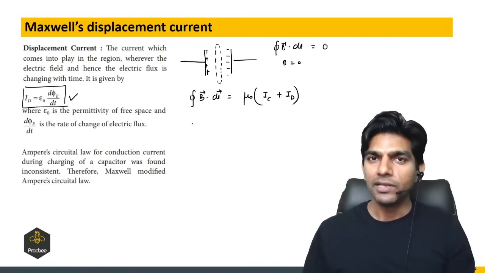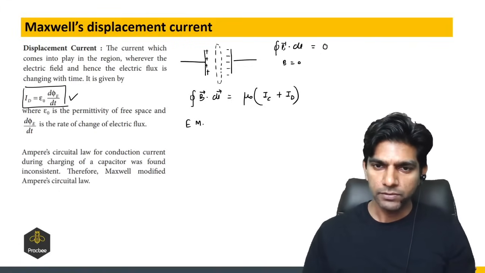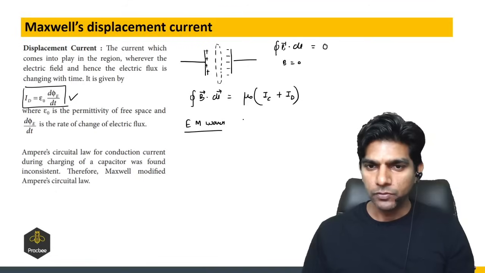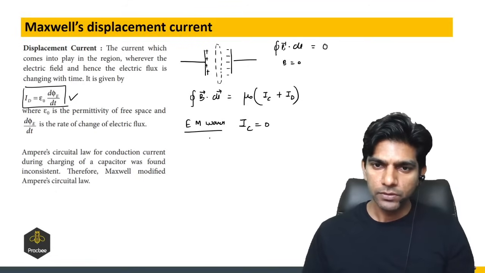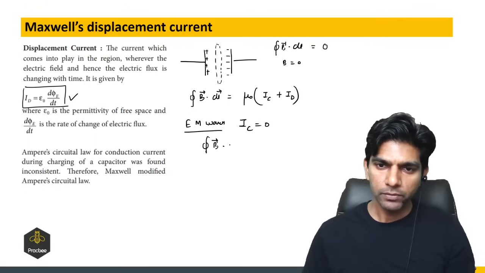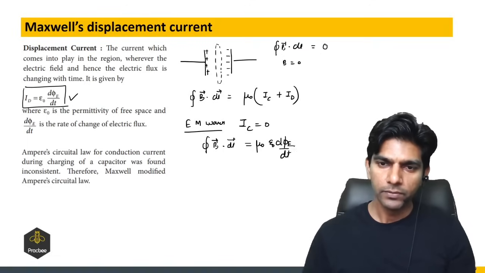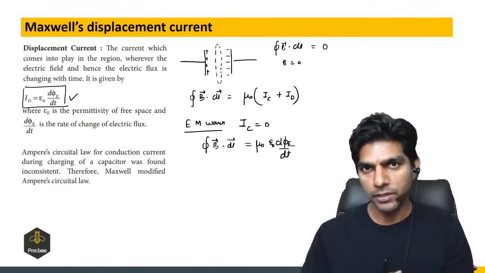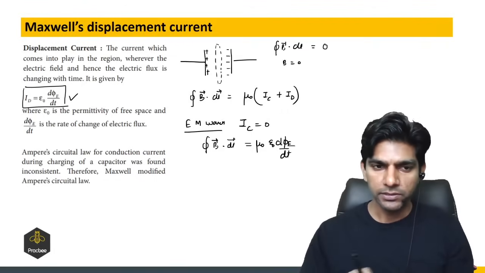Now if we talk about the electromagnetic radiation, the EM waves are propagating in vacuum. So there is no conduction current. So we can see in case of EM wave, I_C will be 0. So Ampere's law will be integral B dot dl equals mu naught times epsilon naught d phi E by dt. So in case of conduction current, if there is no electric field, there is no rate of change of electric flux. In that case, the displacement current will be 0. So we have to remember this.